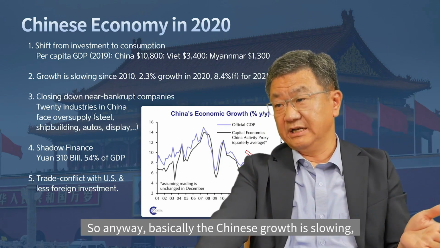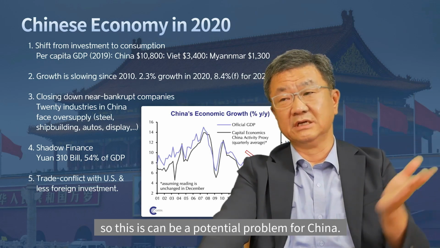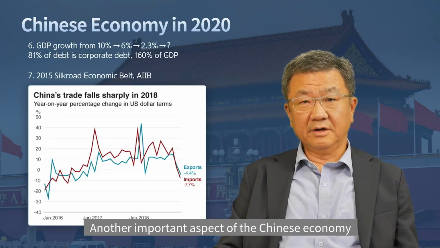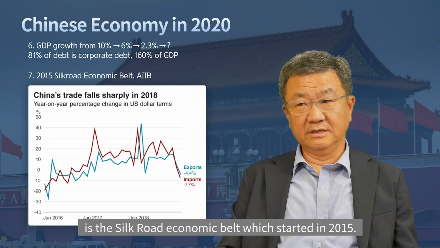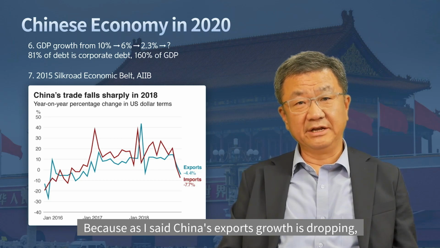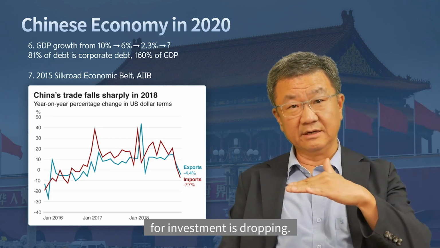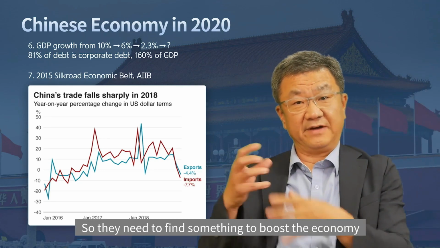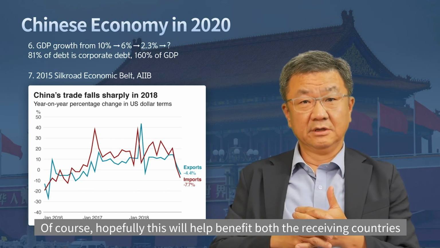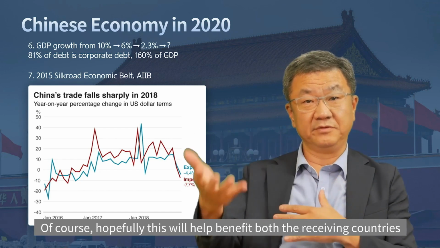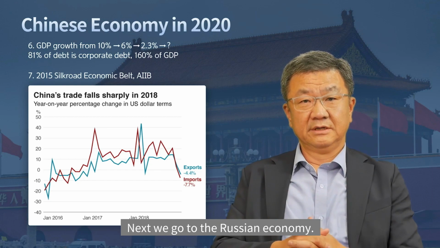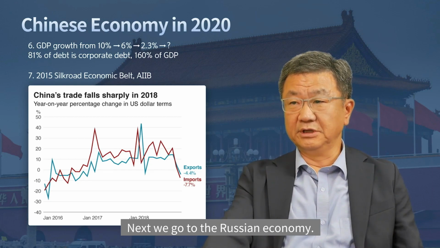So anyway, basically the Chinese growth is slowing. So this can be a potential problem for China. Another important aspect of the Chinese economy is the Silk Road economic belt, which started in 2015. Because, as I said, China's export growth is dropping, foreign investment is dropping, so they need to find something to boost their economy. And one of the things they're doing is the Silk Road economic belt. Of course, hopefully this will benefit both the receiving countries as well as China, but there are lots of issues to be solved. So now next we go to the Russian economy.